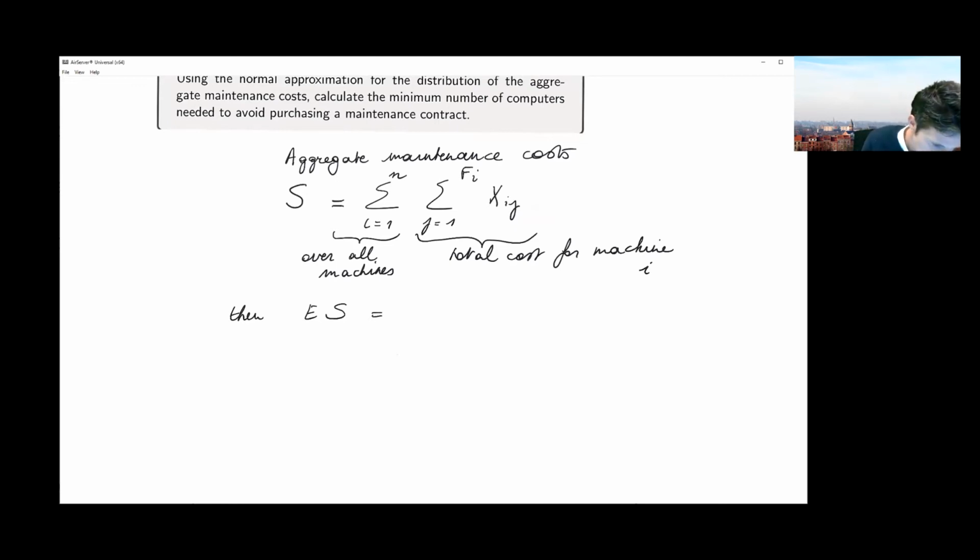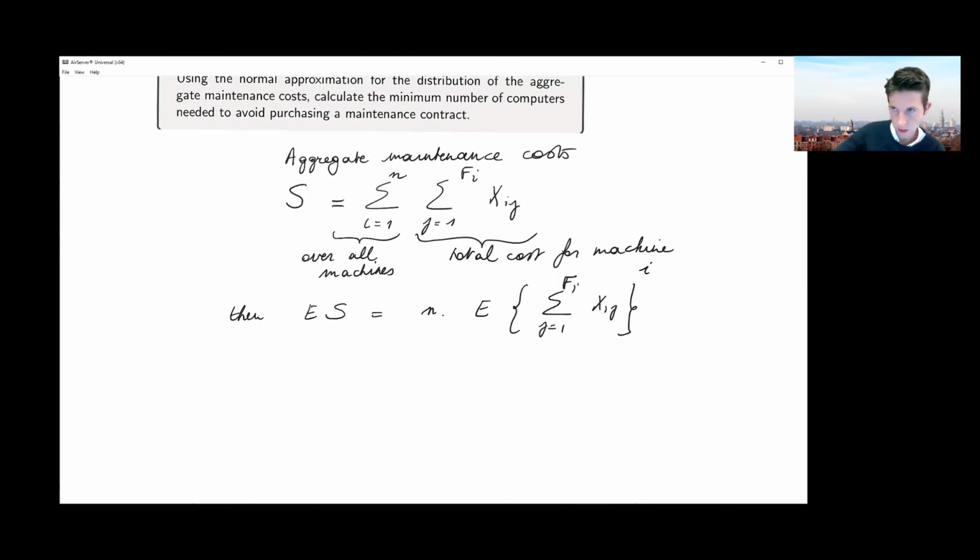So that means we can do n times the expected value of one of those guys, because I have these, shouldn't stress the independence assumption, but because I have these identical distributions for the number of interventions and for the cost of each intervention across all the machines in my portfolio.